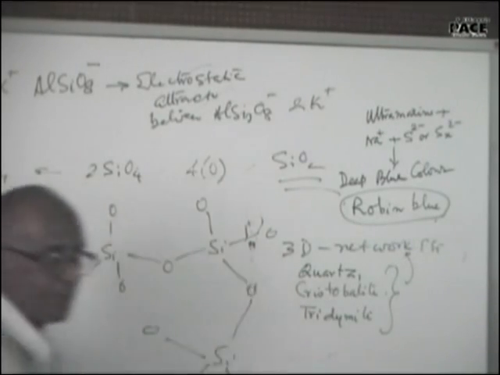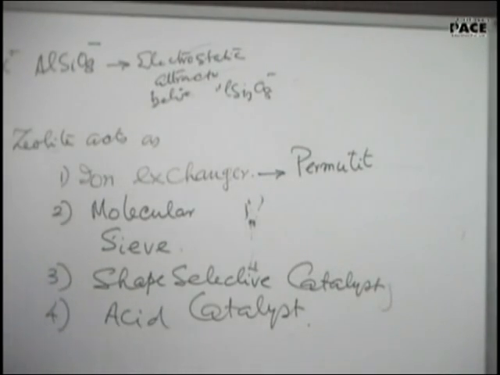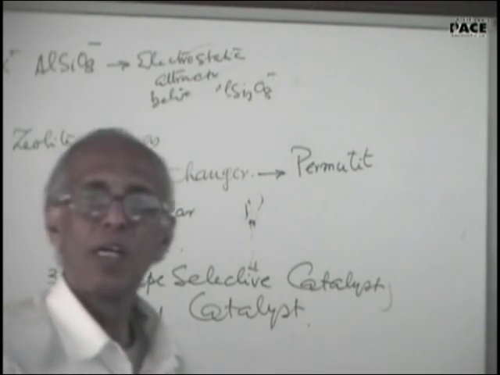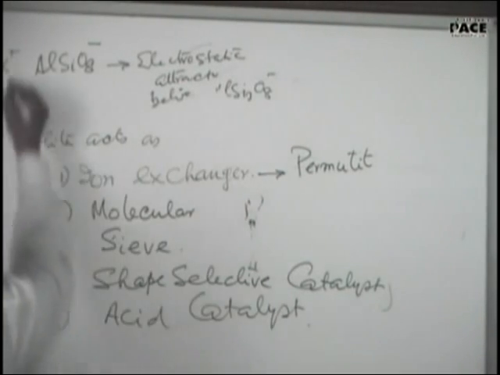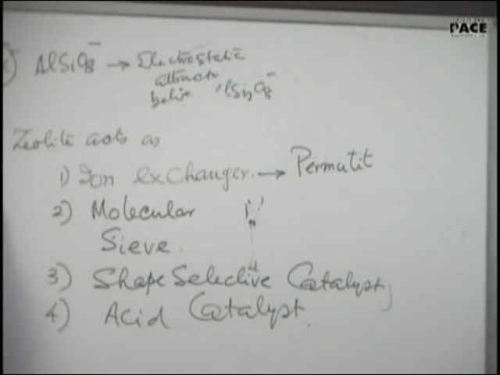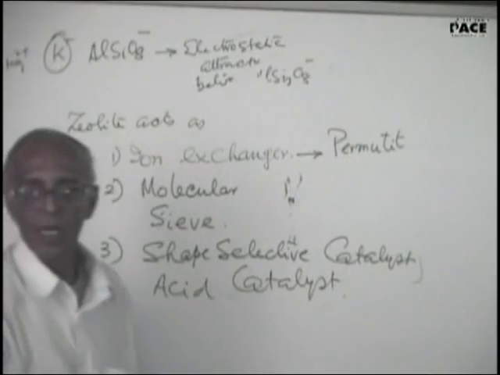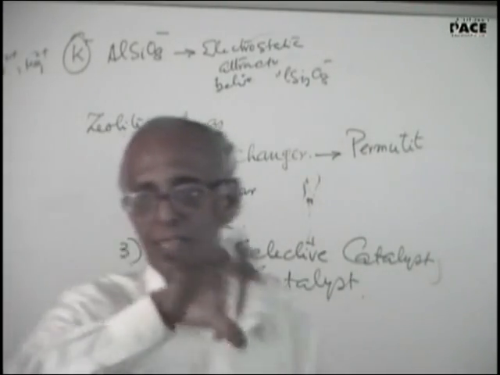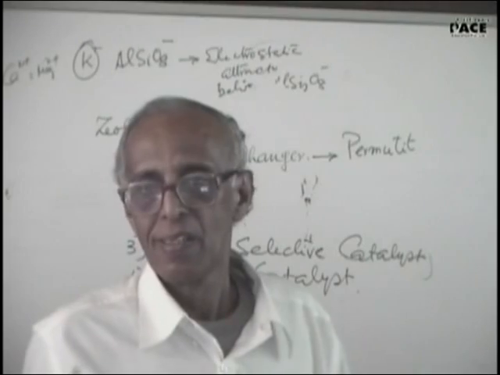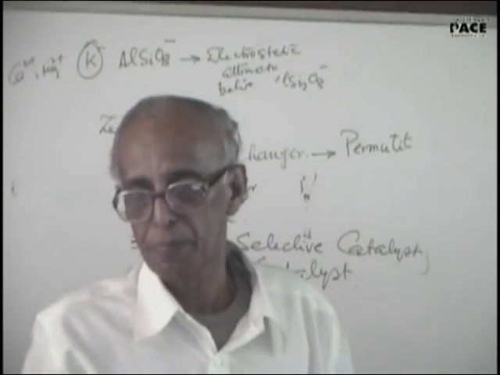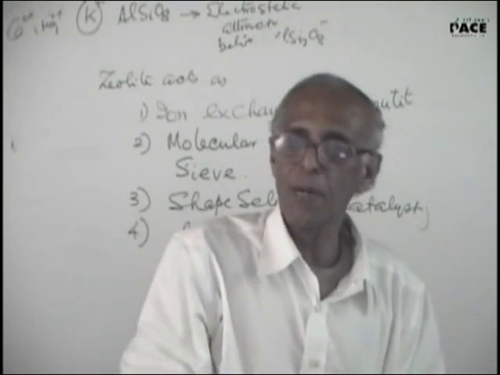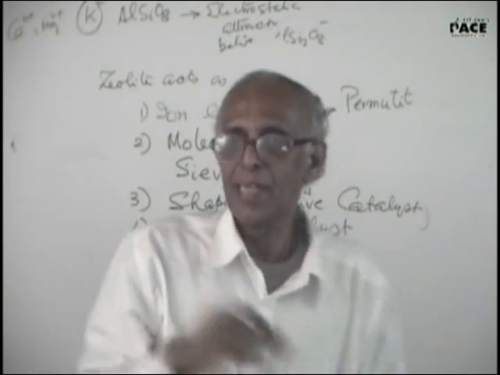And zeolite can be used for many different purposes as an ion exchanger. What is ion exchanger means? The potassium ion is exchanged with the calcium ion or the magnesium ion. When other metal ions exchange the potassium ion, that is why it is called ion exchange. It exchanges the potassium ion with the other ions, and that is ion exchange.